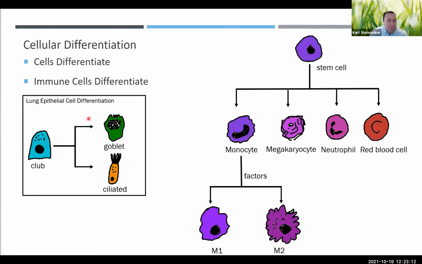So the main premise of single cell RNA-seq is that cells differentiate. Here on the left, we have a club cell in the lung that differentiates into either a goblet or a ciliated cell. As well as on the right, we have a stem cell that can differentiate into a blood cell or a monocyte, and then further differentiate into different macrophages.